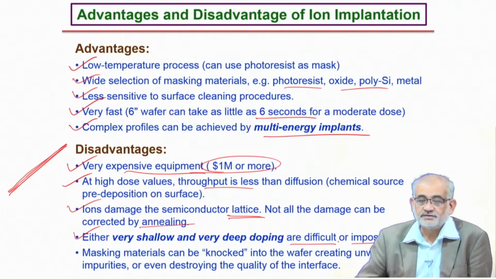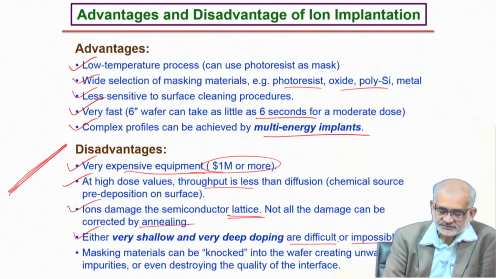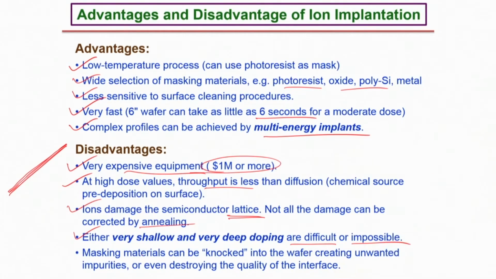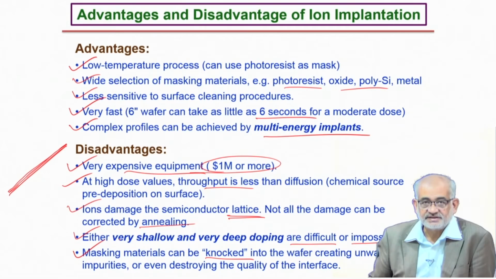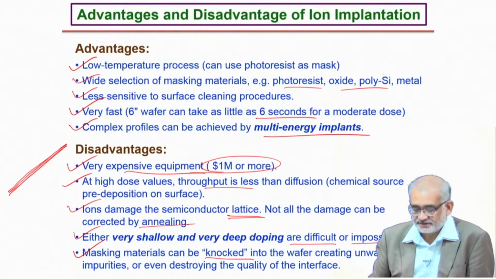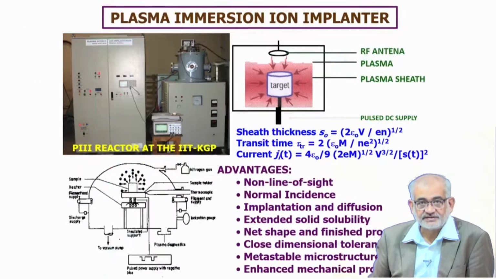If you do that, there will be a lot of sputtering from the surface, so you'll create more damage at the surface than penetrating deeper. Also, at high energy, you can knock off some of the masking materials, and that can create some kind of undesirable profile on the surface. So there are difficulties, and one has to choose the correct process parameters and design the process correctly so that you get the right profile.